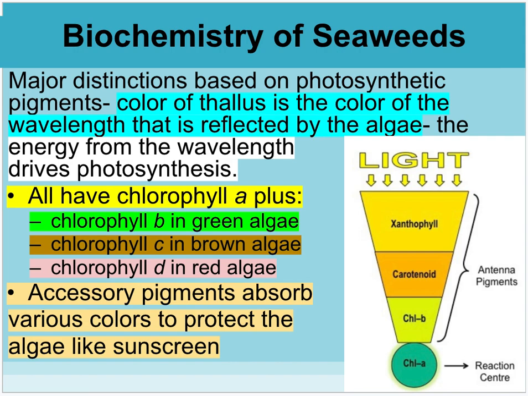So the color of the thallus, or the blade that you see there, is obviously the color that's being reflected by the algae, and then the other colors are actually being absorbed and used for energy. So chlorophyll, all the algae have chlorophyll A, but chlorophyll B is really strong in green algae. Chlorophyll C is in brown. Chlorophyll D is in red.